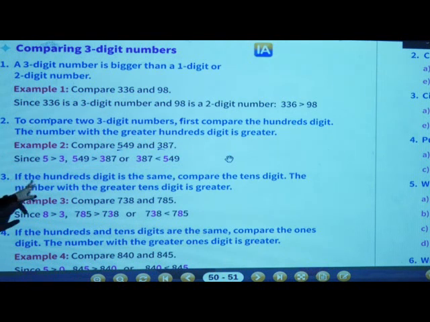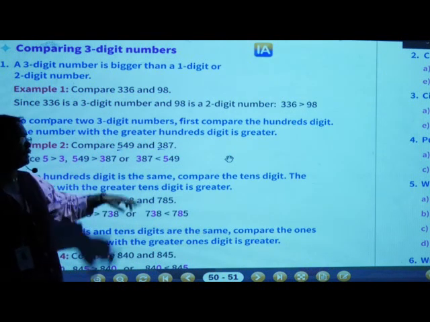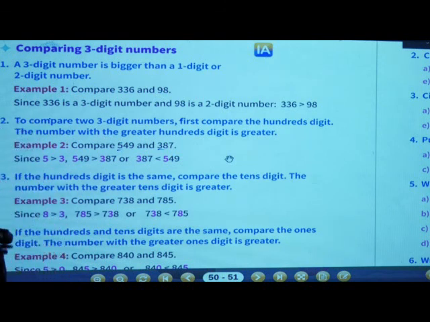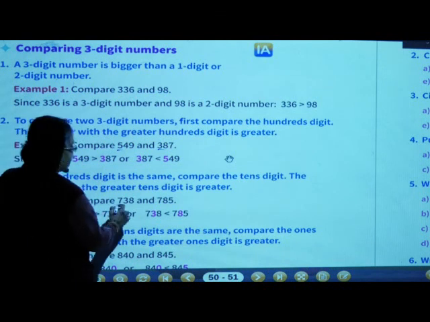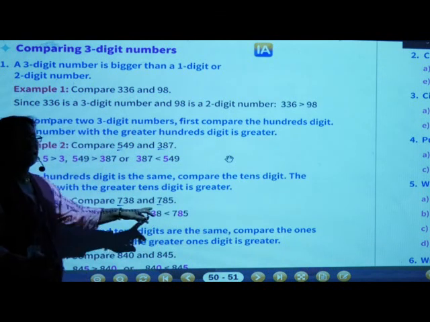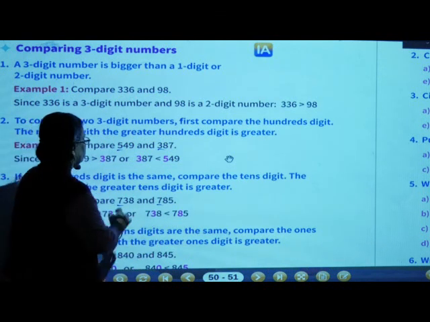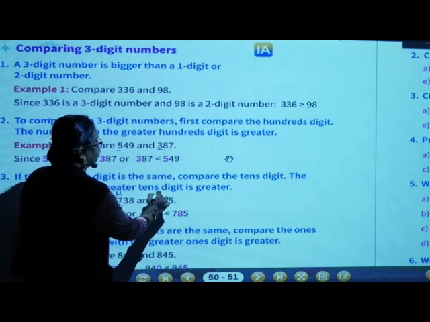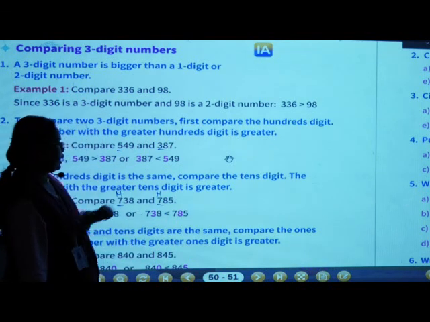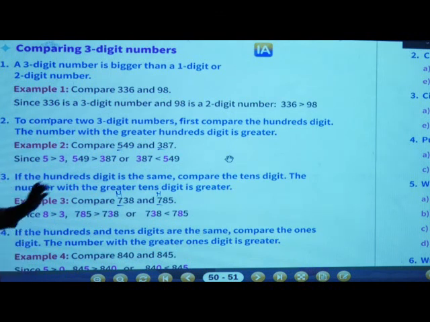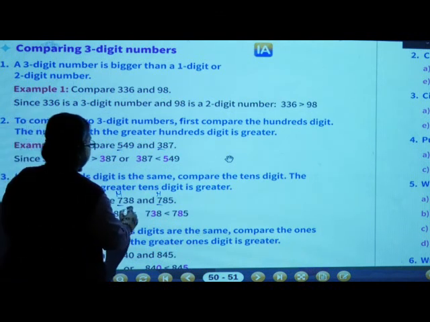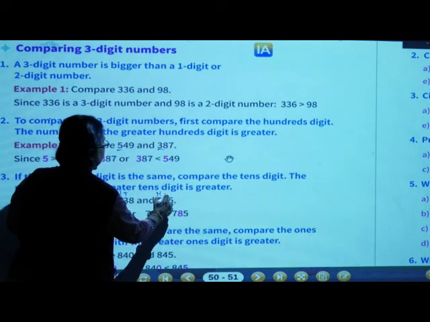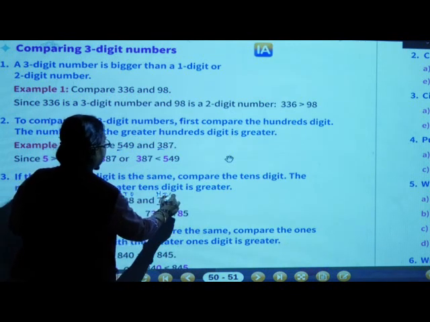So, now next, if the hundreds digit is the same, compare the tens digit. Here you can see 7 and 7. These both are the same. This is also in hundreds place. Both are the same. So what will you do now? You will take the tens place. This is tens place and this is ones place.